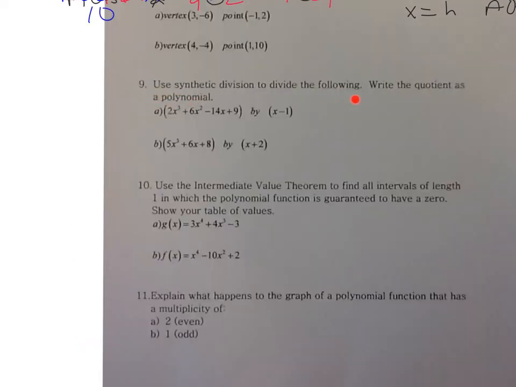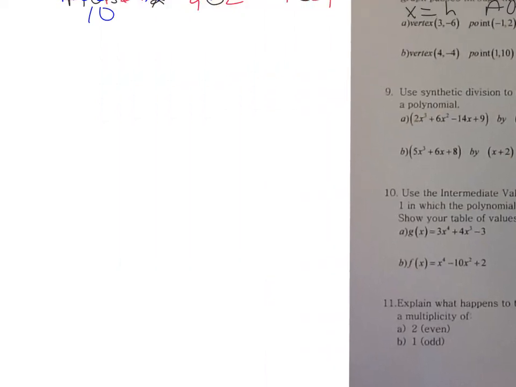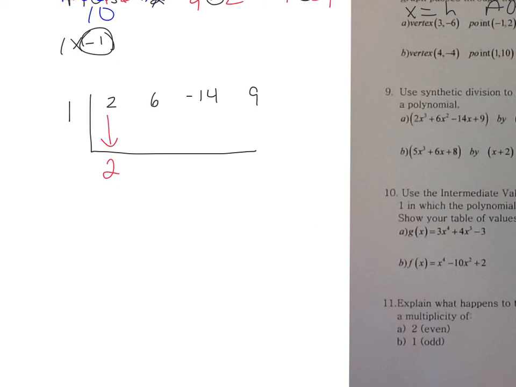Number 9 is synthetic division, so we want to find the quotient using synthetic division here. I'm dividing by x minus 1. So remember, you change this to its zero, which is 1. You put down all your coefficients, which is going to be 2, 6, negative 14, and positive 9. You start by bringing down the 2. Then you multiply 1 times 2, you get 2. Add straight down, we get 8. 1 times 8 is 8. Negative 14 plus 8 is negative 6. 1 times negative 6 is negative 6. And then 9 minus 6 is 3.